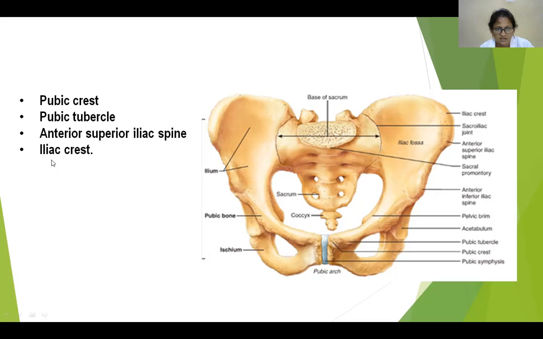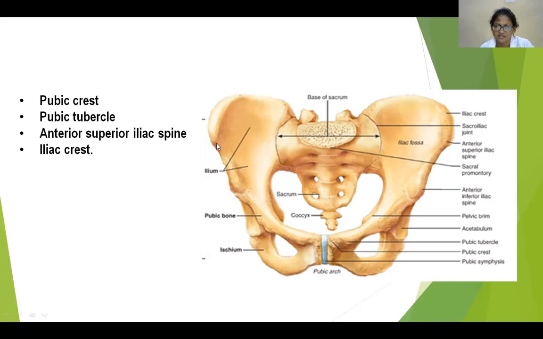Okay, this is the anterior superior iliac spine. This is the iliac crest, and this is the posterior superior iliac spine. Okay, this is the anterior inferior iliac spine. What is the attachment of the inguinal ligament?